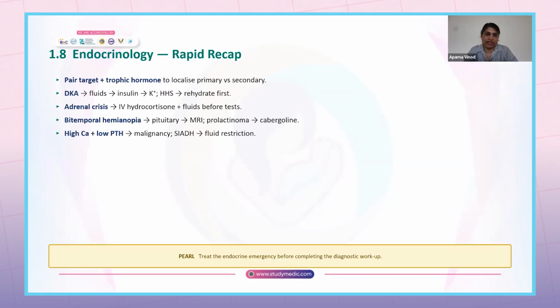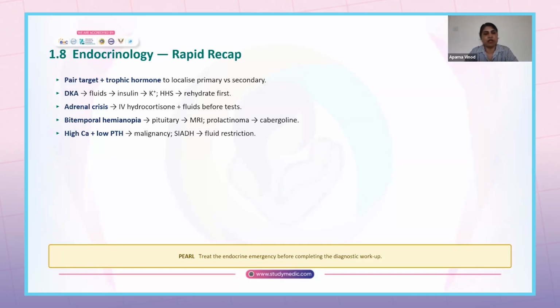So this is a rapid recap. Always pair target and trophic hormone to localize whether it is a primary or a secondary disease. For diabetic ketoacidosis, rehydrate first, then insulin, and pay attention to the potassium, whereas in HHS, rehydrate first. In adrenal crisis, go ahead with IV hydrocortisone stat and fluids before doing the test to confirm adrenal insufficiency.